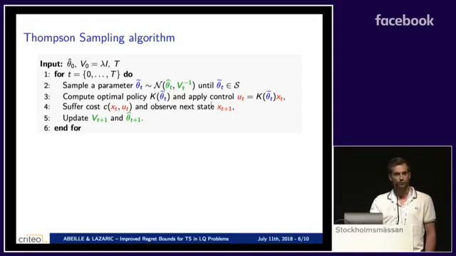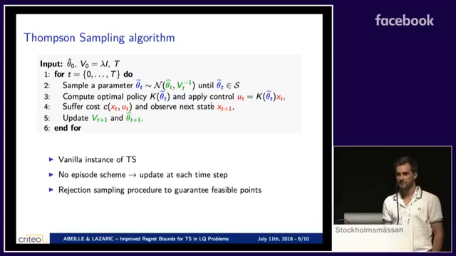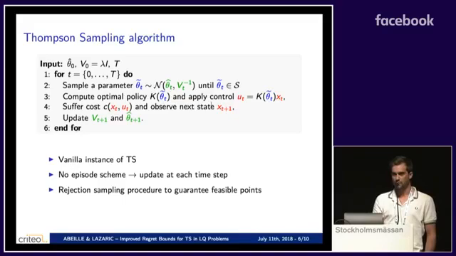There is one important comment to make about this algorithm: here we consider a very vanilla instance of Thompson sampling, and it really looks like the one we use for linear bandits, apart from the way we compute the control. This is in sharp contrast with how Thompson sampling is usually implemented in other MDP applications, because usually a lot of structure, or a bit of structure, has to be added on top of this simple protocol to make it work. In particular, here we don't do any episodic scheme to control the update of the policy, and we do update the policy at each time step, and we will see that it's going to be critical for the analysis.